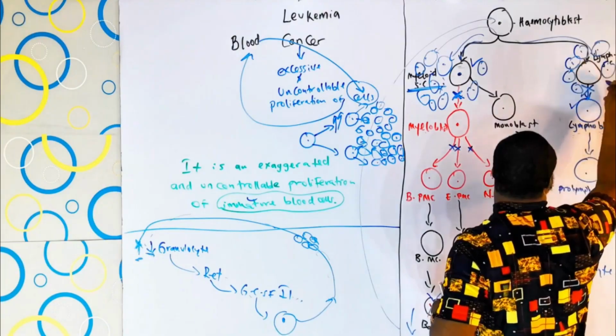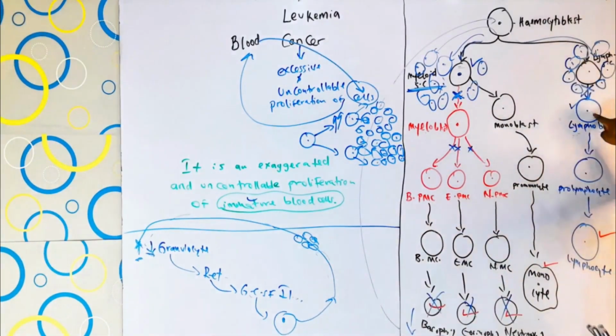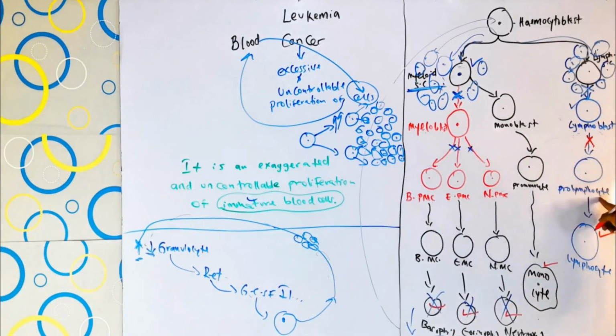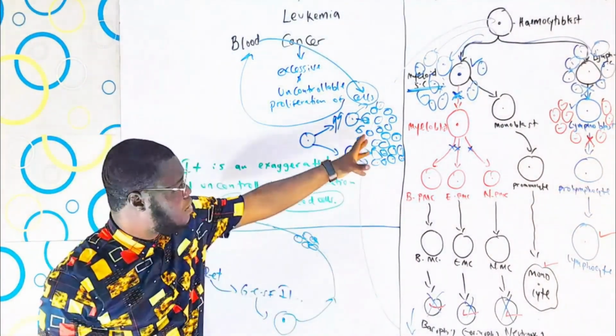And apart from that, in some other type of leukemia, these guys are able to accelerate to this third stage, lymphoblast. And when they reach there, they are unable to move to the pro-lymphocytic level. And therefore, you have a lot of lymphoblasts. As simple as that, guys. This is just partially what is happening in leukemia.